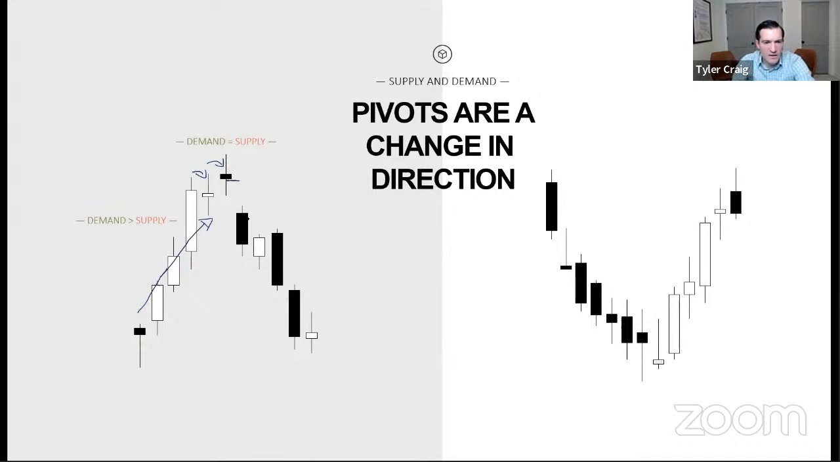You closed here the next day, puked it up in the morning, and now supply is greater than demand. Bears are more powerful than bulls. Sellers are in control, and the stock goes back down. So the candlesticks kind of helped clue us in that there was some resistance here. This is a resistance level, and the reversal patterns occurred near resistance. A little spinning top there.